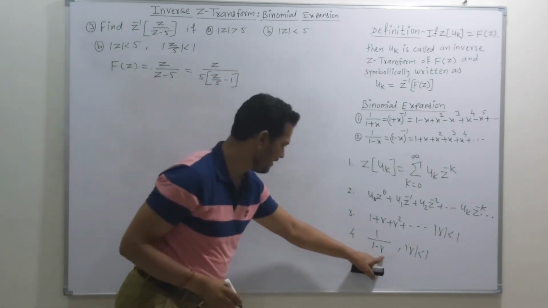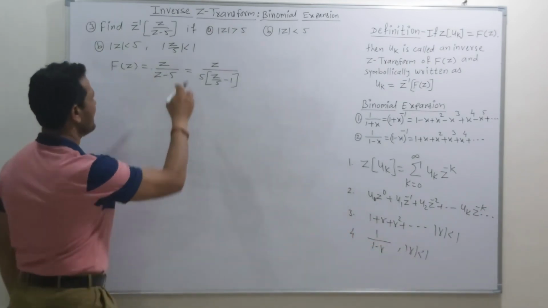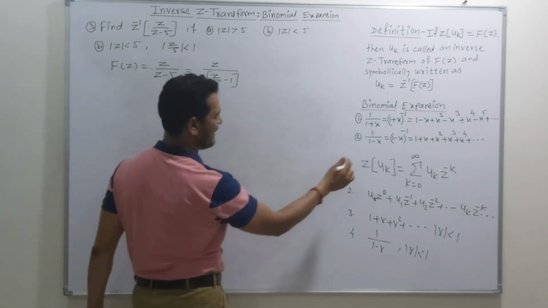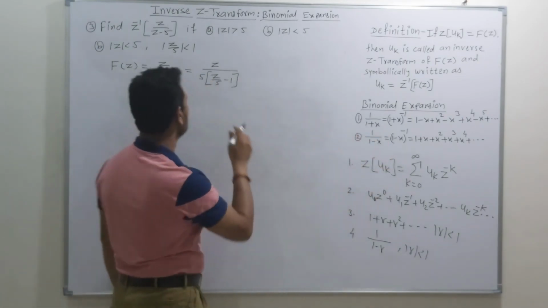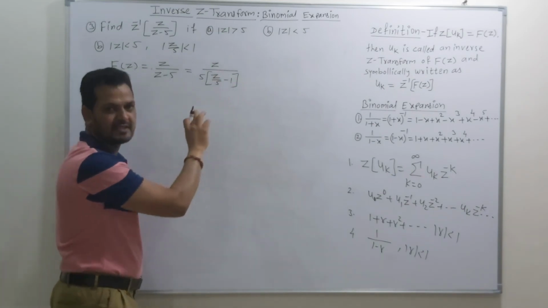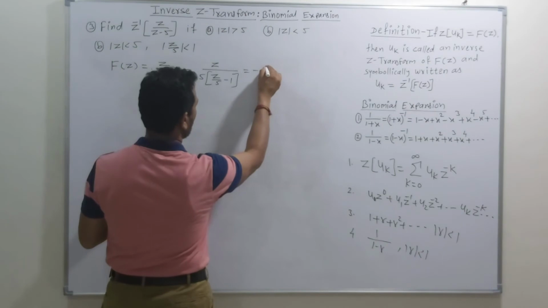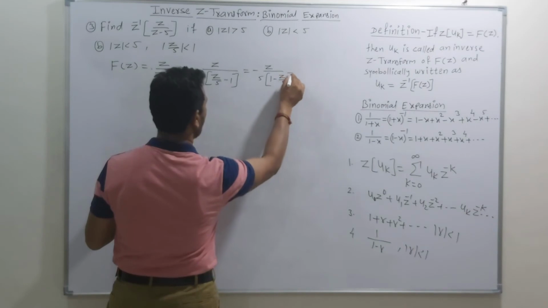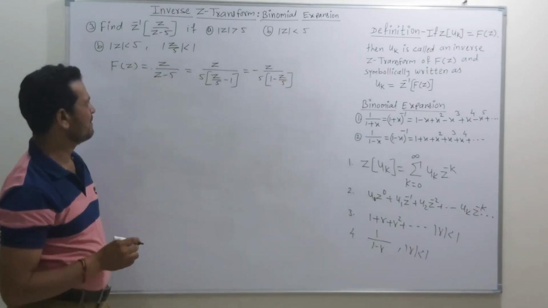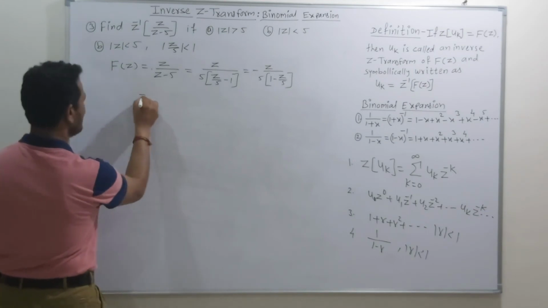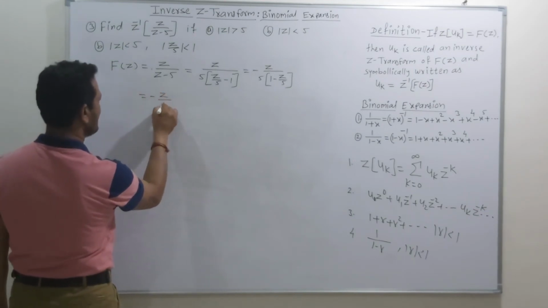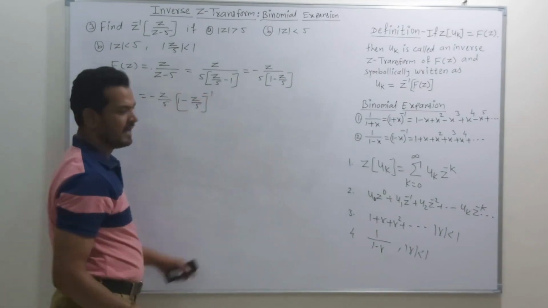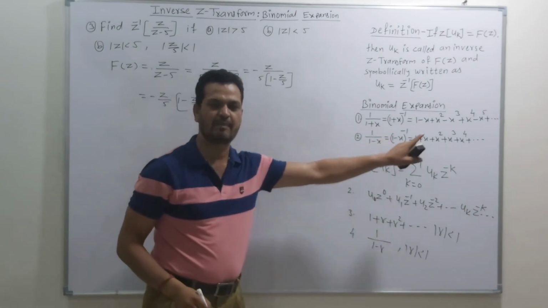We can write the value of r according to mod of r less than 1, where r is z upon 5. That's why we take the term 5 common. Now here we require either 1 minus x or 1 plus x. Here we get x minus 1, where x is z by 5. We can rewrite this as minus z upon 5, then 1 minus z by 5. Moreover we can rewrite this as minus z upon 5 times 1 minus z upon 5 raised to minus 1. Again we get the same expansion, so apply this expansion.